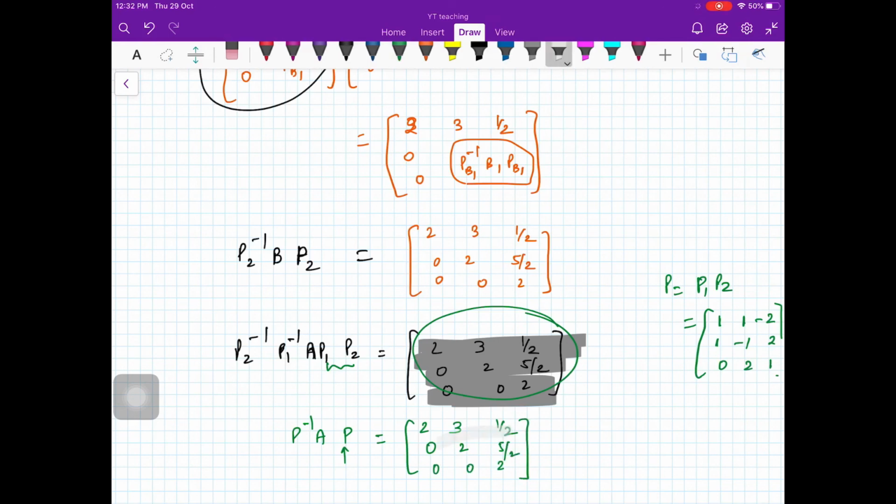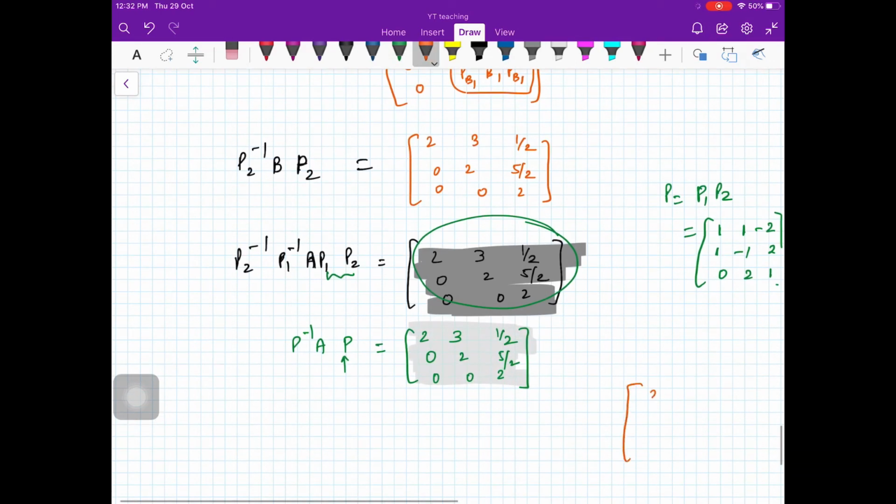So this is also a triangular form. Before that, I got a triangular form that was easier because I just used the Jordan canonical form. This is also a triangular form. There are so many triangular forms which you can find.